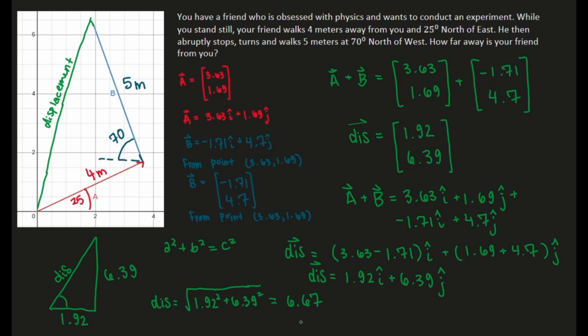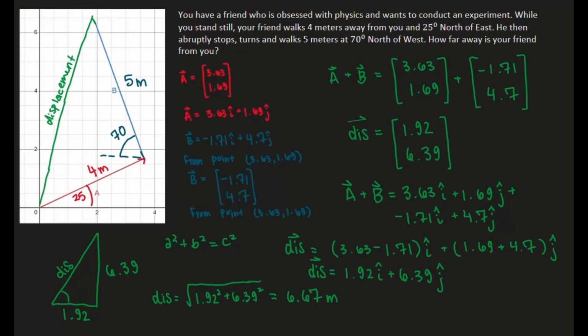So what does that mean? That means your friend, after walking away from you in very specific directions, is now a total of 6.67 meters away from where you started. And we can use this to determine a lot of things when dealing with classical mechanics and Newtonian motion for modeling objects. And we can also go a step beyond this.